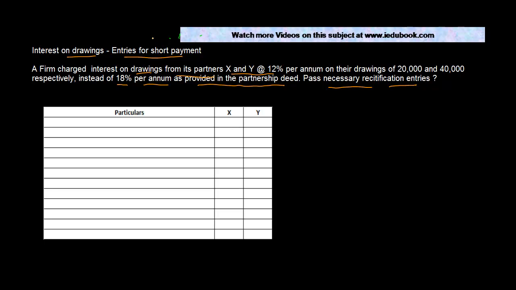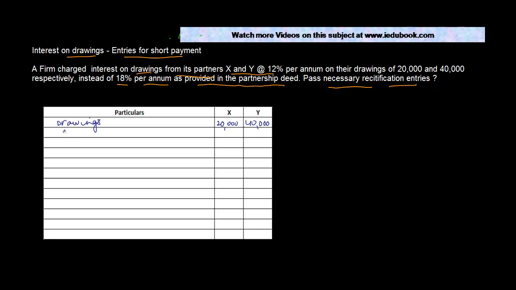Now we all know that in terms of the partnership deed, the partners, whatever money they withdraw from the firm, may be responsible for paying certain interest on such drawings. Now in this case, what has happened is that a firm charged interest on drawings from its partners X and Y at 12% per annum. Okay, let's just feed in some data here. So the drawings that the two partners did were 20,000 and 40,000.